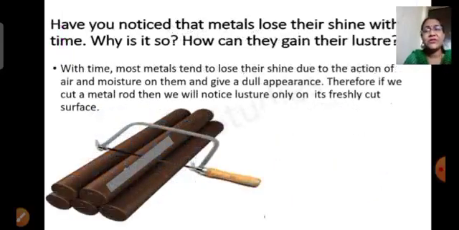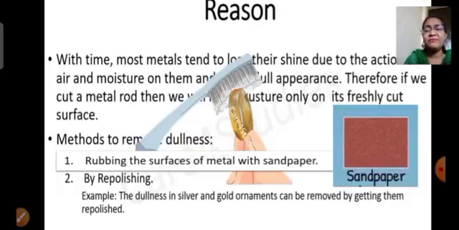Have you noticed that metals lose their shine with time? Why is it so? And how can they gain their luster? With time, most metals tend to lose their shine due to the action of air and moisture on them and give a dull appearance. Therefore, if we cut a metal rod, then we will notice luster only on its freshly cut surface area.